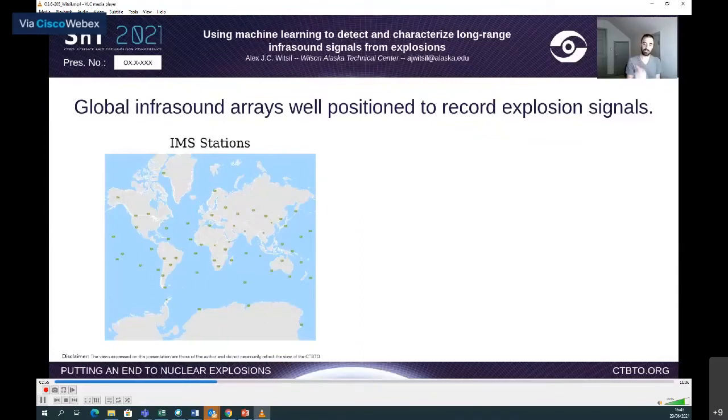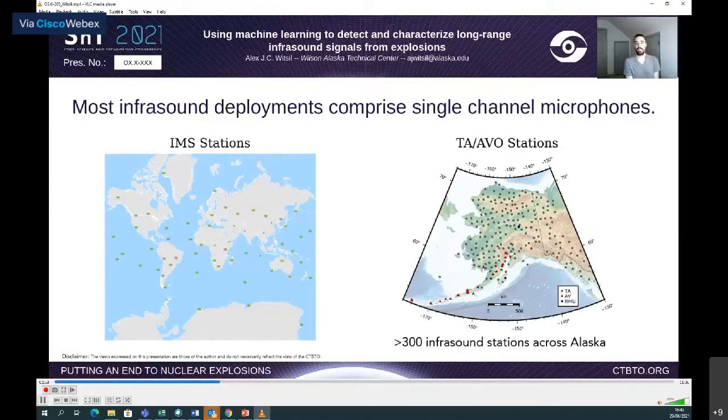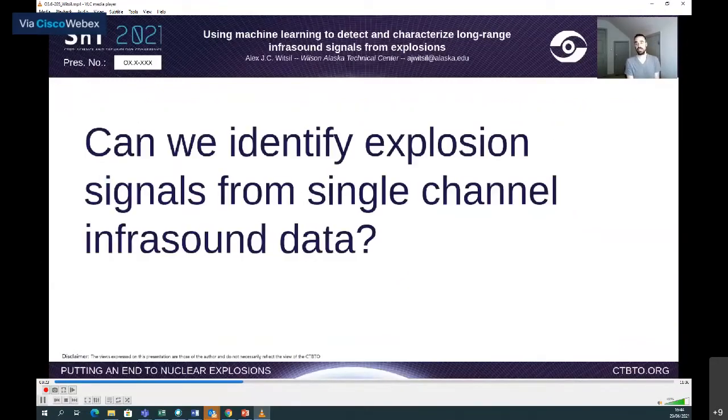Now, on the flip side of that coin, we also have many denser networks, like the Transportable Array and the Alaska Volcano Observatory stations that were active last year in Alaska. Although these deployments are generally denser, almost all of them contain a single channel, one microphone, meaning array processing is not possible. And this really motivates the research question we're trying to address: can we use single channel microphones to detect explosion signals from chemical or nuclear detonations?